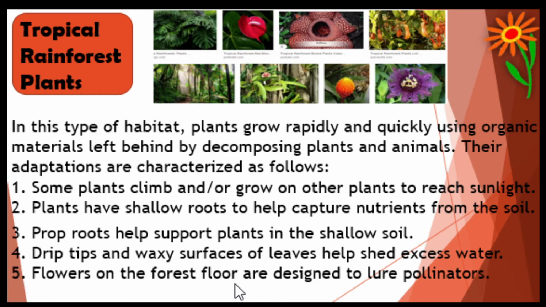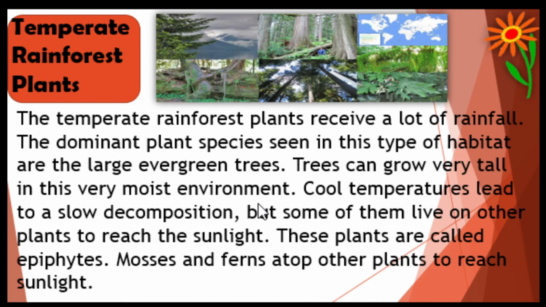Next, we have temperate rainforest plants. The temperate rainforest plants receive a lot of rainfall. The dominant plant species seen in this type of habitat are the large evergreen trees. Trees can grow very tall in this very moist environment. Cool temperatures lead to a slow decomposition, but some of them live on other plants to reach the sunlight. These plants are called epiphytes. Mosses and ferns tap other plants to reach sunlight.